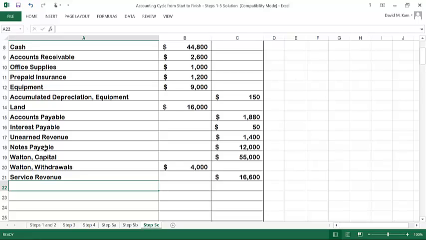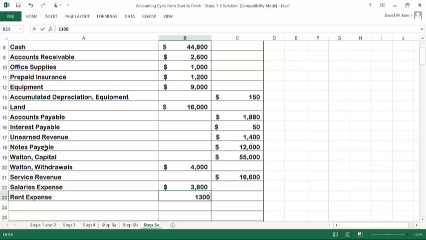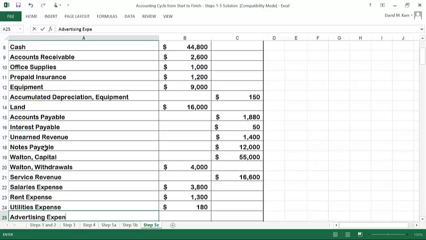Okay, then we have all of our expenses that we have to go through here. We'll start off with salaries, a debit balance of $3,800. Then we had rent expense, and that was for $1,300. Then we had utilities, and that was for $180. Then we had advertising, and that was for $1,700.